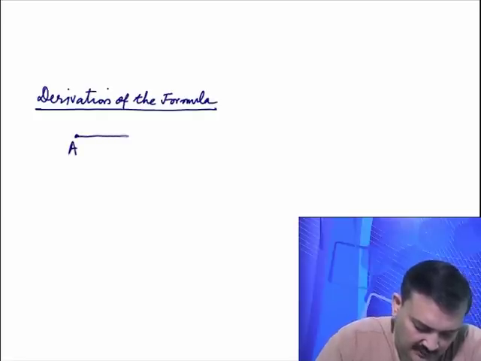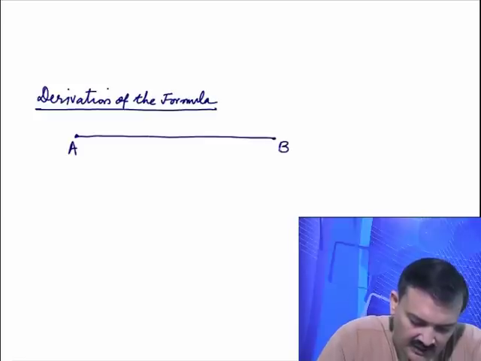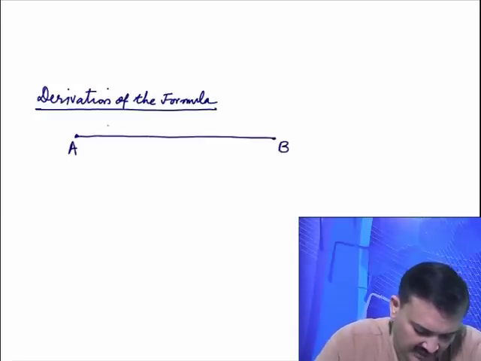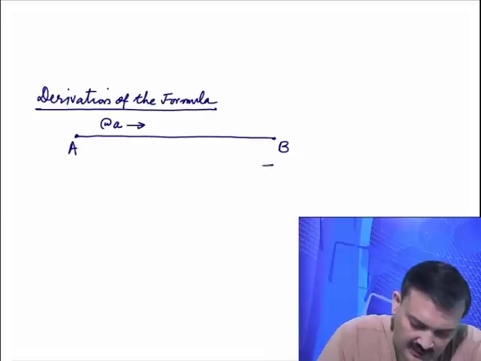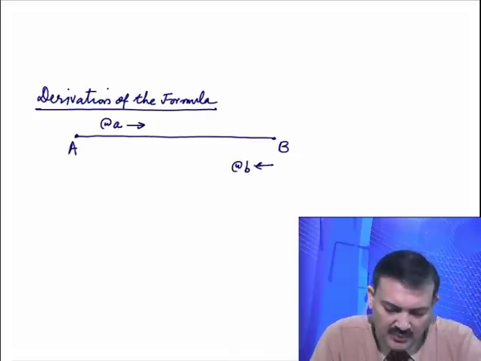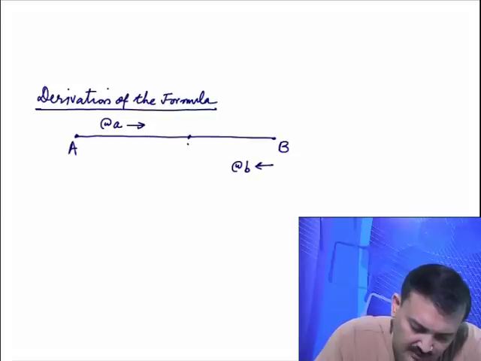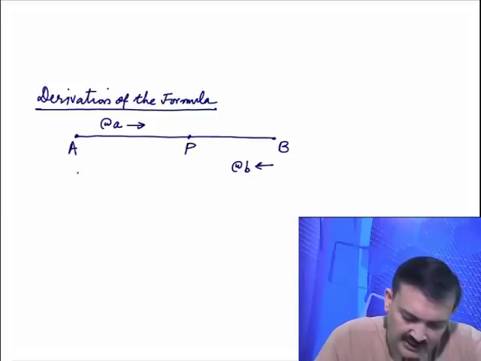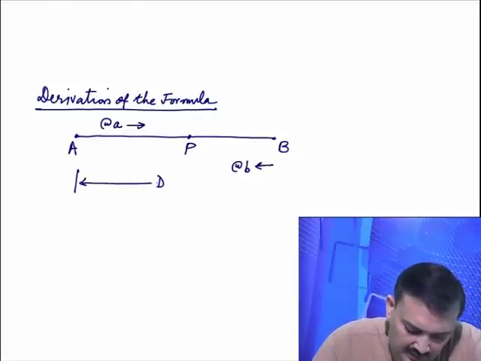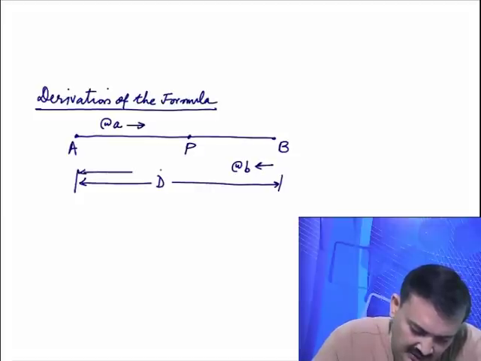So here is the point A and here is the point B. Let us say the first body moves from A to B at a speed of a. This is small a. And let us say the second body moves from B to A at a speed of b. This is small b. These are their speeds. Let us say they meet at a point in between at P. Let me take the whole distance as D, capital D, and let me say the distance from A to P is D1.